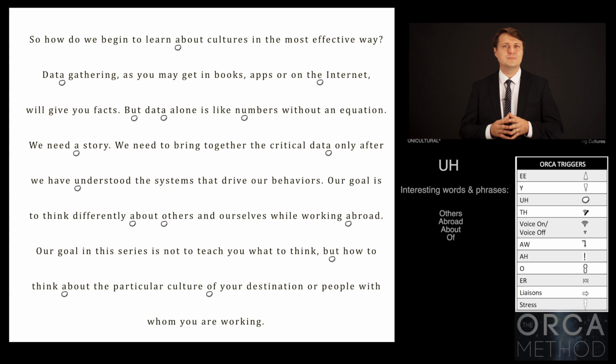Data, there's that again. So English is always repeating, always the same sounds. Data gathering, as you may get in books, apps, or on the internet, will give you facts. But data, so you see that sound? But data alone is like numbers without an equation. We need a story.